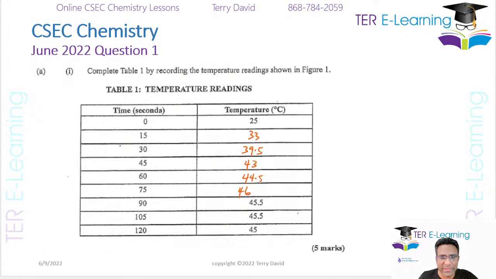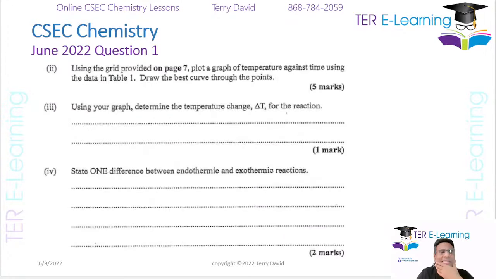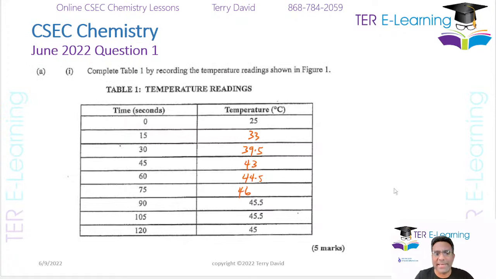So basically, you all got 5 marks just for reading off some temperature readings, right? That's it, 5 marks just for reading off some temperatures. Next thing now, they said using the grid provided on page 7, plot a graph of temperature against time using the data in the table, and draw a best curve through the points. So again, 5 marks to draw this, right? Okay, so I need to get the data closer.